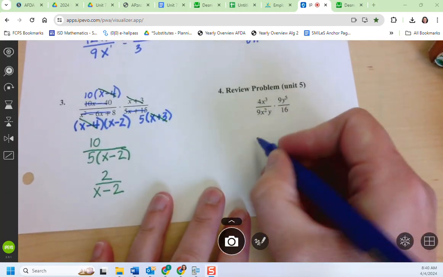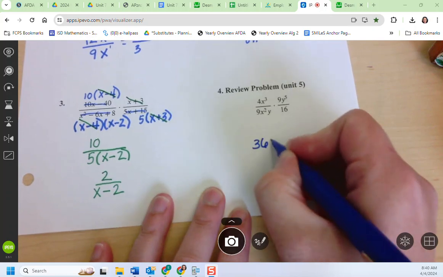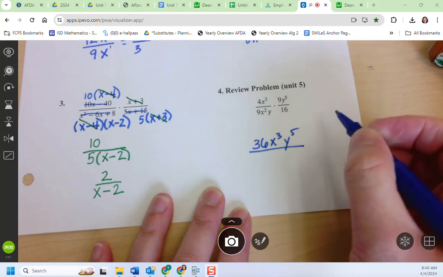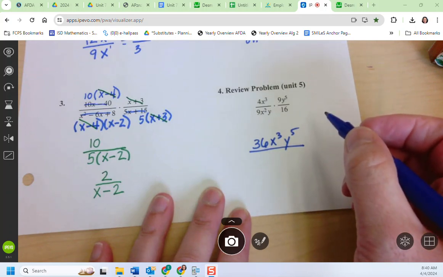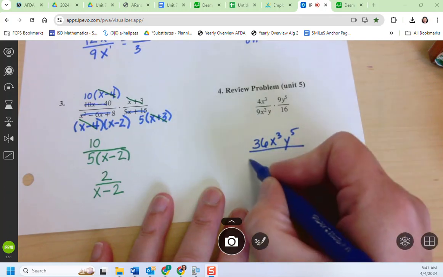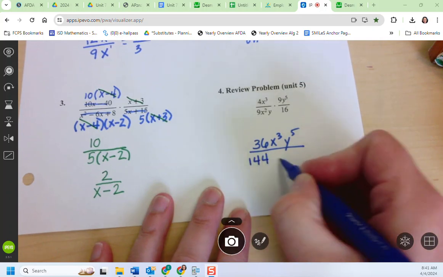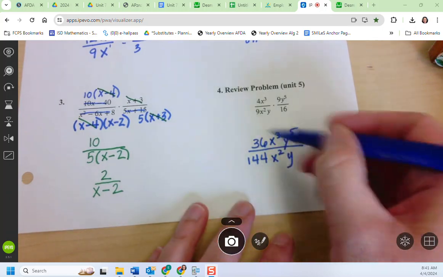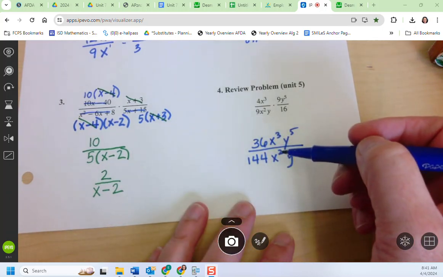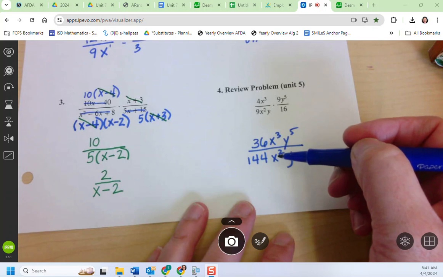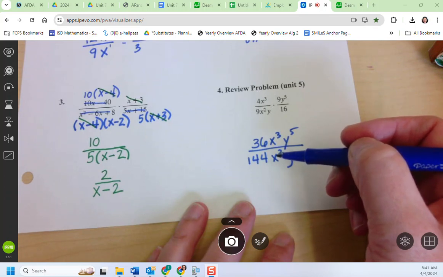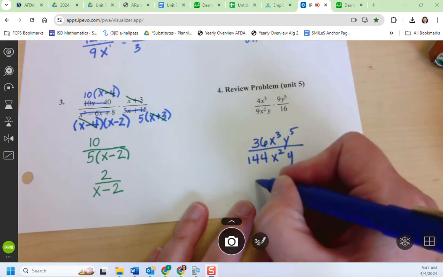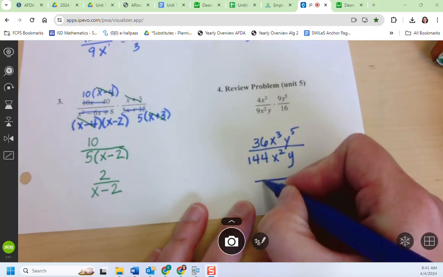Over here, I saw you guys multiply to get 36 x to the 3, y to the 5. Oh boy, what was 9 times 16? 144. And then x squared, y. Did anybody simplify 36 over 144 already? What was it? 1/4? Okay. So 1/4.